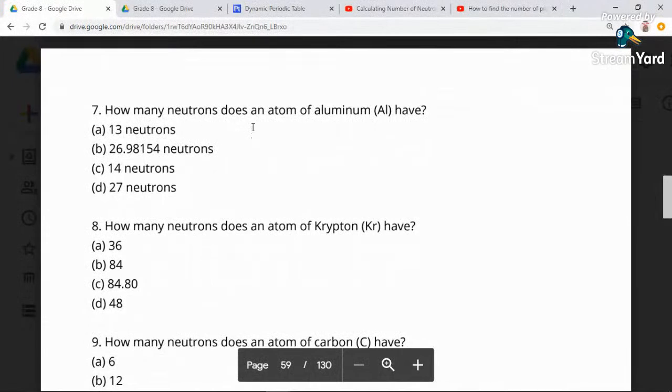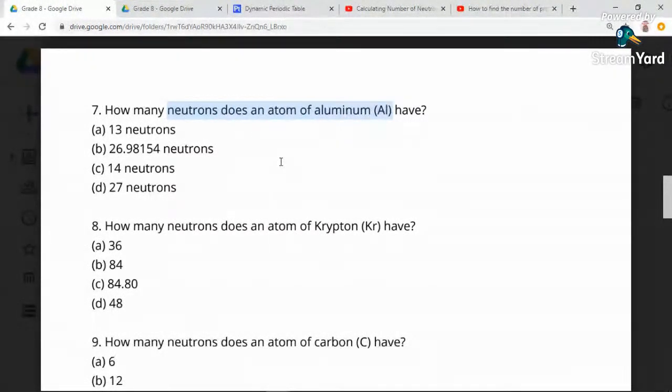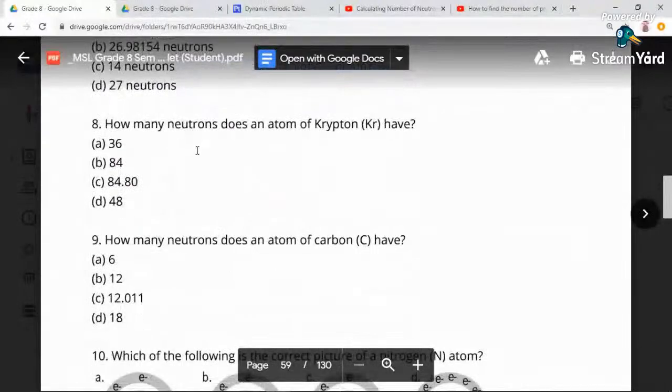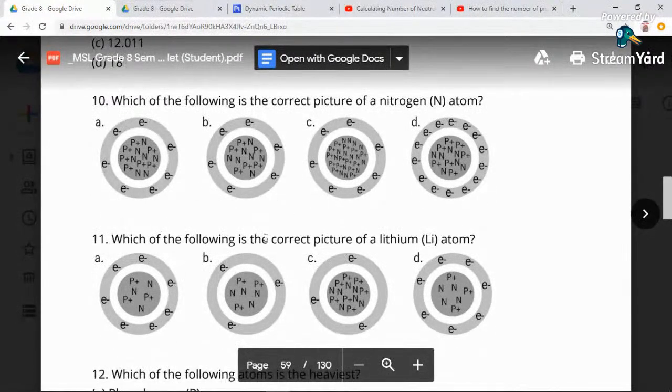How many neutrons? That's the math that we just did, okay? So look up aluminum. And there's aluminum. It has 13 and it has 26.98. Remember, you have to round. So round to 27. What's the math? 27 minus something is going to give me the neutrons. Same there, same there.